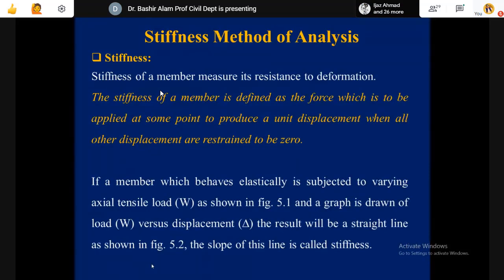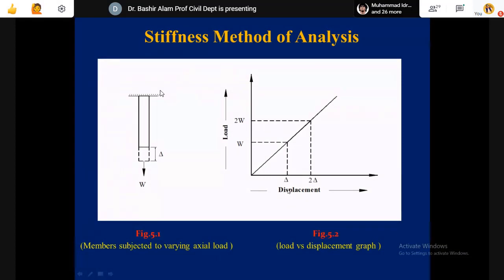If a member which behaves elastically is subjected to varying axial tensile load, W, as shown in the following figure, and a graph is drawn of load W versus delta, the result will be a straight line as shown in figure 5.2. The slope of this line is called stiffness. So here you can see, when load is W, displacement produces delta. When load is 2W, the displacement is linearly proportional. Now the slope of this line is known as the stiffness.